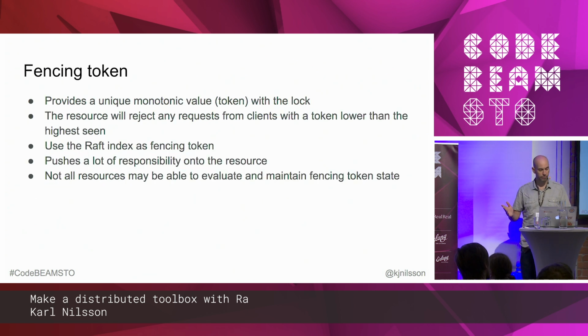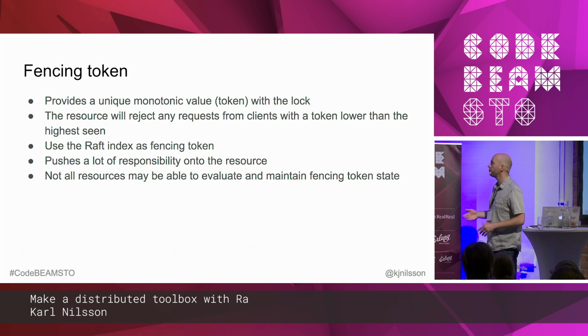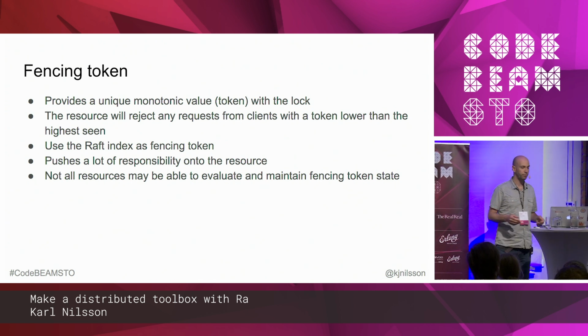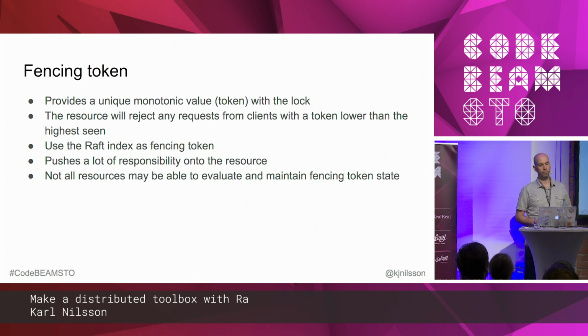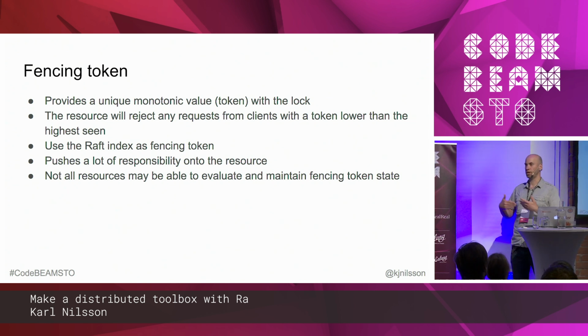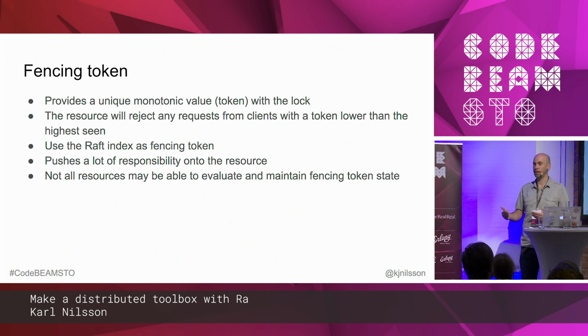So let's talk about the fencing token. What is a fencing token? You might not be familiar with this. A fencing token is a monotonic value that is provided with the lock. When you ask to acquire a lock and you're given the lock, you get a fencing token. This is monotonic, so every subsequent lock will have the next value in the monotonic sequence.